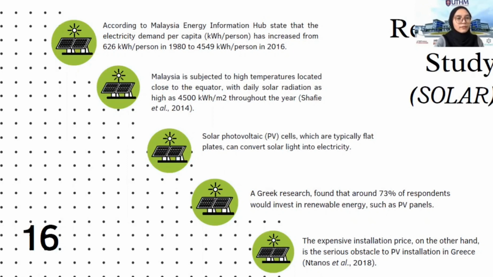Solar photovoltaic PV cells, which are typically flat plate, can convert solar light into electricity. A grid research found that 73% of respondents will invest in renewable energy such as PV panels. The expensive installation price, on the other hand, is a serious obstacle to PV installation in Greece.